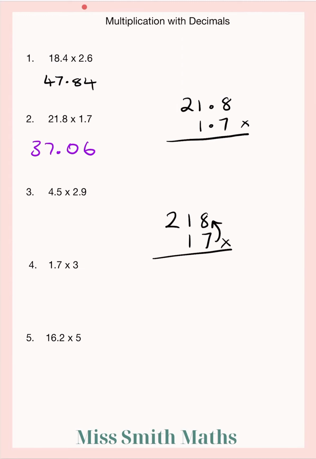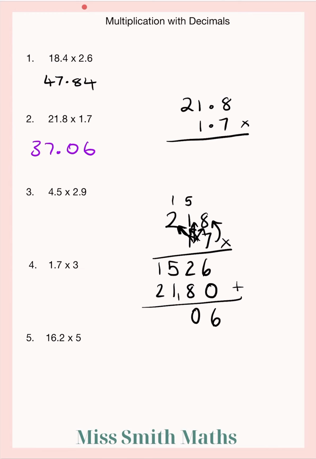So you've got 7 times 8, which is 56, carry your 5. 7 times 1 is 7, add your 5 is 12, carry your 1. 7 times 2 is 14, add your 1 is 15. We're now going to add that placeholder of a 0. 1 times 8 is 8, 1 times 1 is 1, 1 times 2 is 2. We then need to add these. So we've got 6, 10, 7 and 3. Now here's the important part, where does that decimal go?